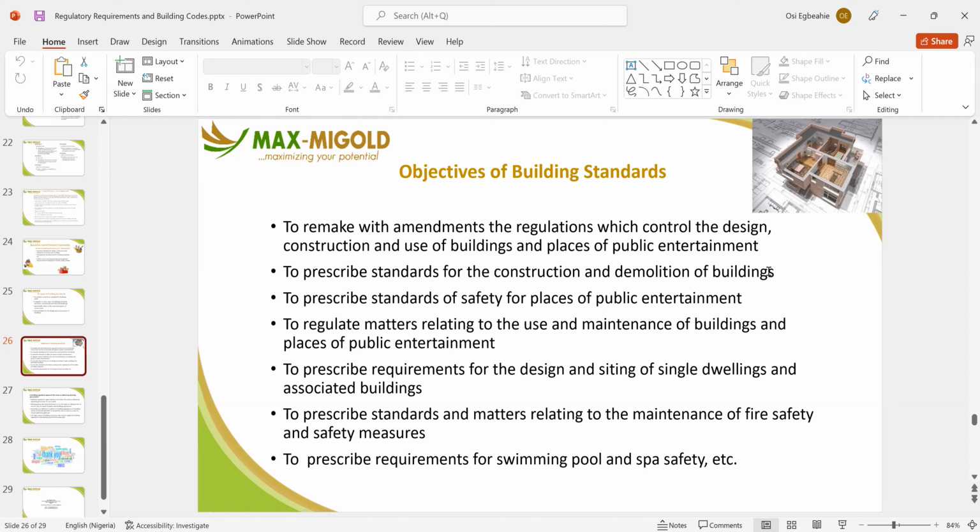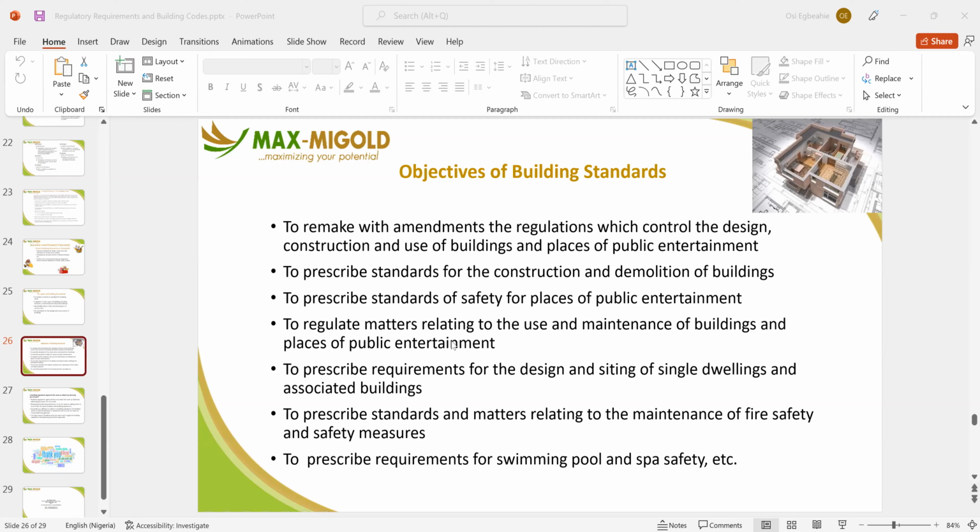Take note, demolition is not only to construct, demolition is also an important part of the structure. To also describe standards of safety for place of public entertainment, like public amusement parks, stadiums and thereabouts, places where people go, parks, to ensure that the public are safe and they can enjoy themselves where they are recreated.